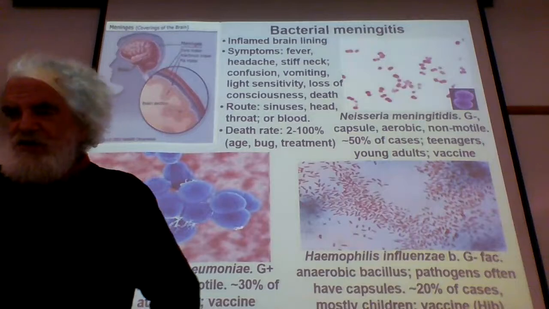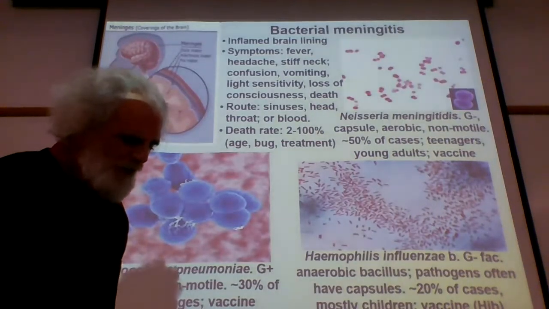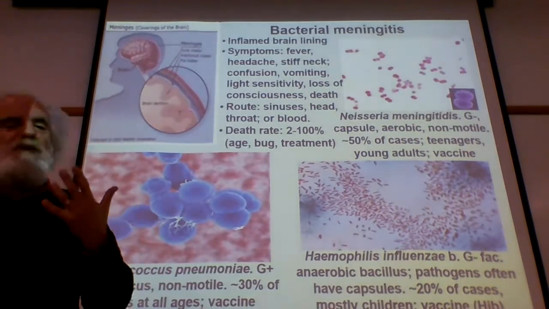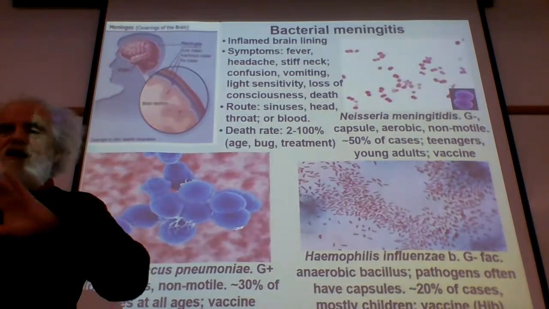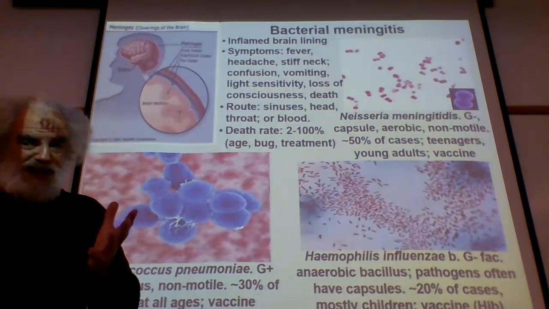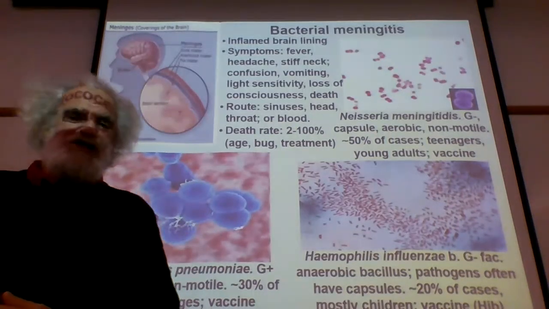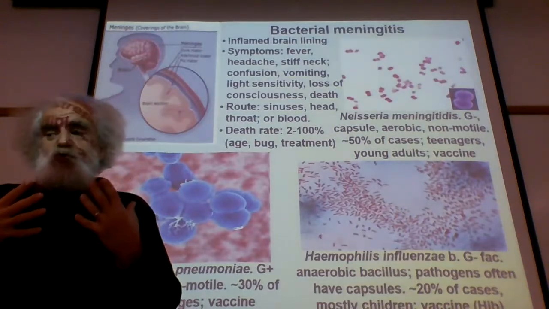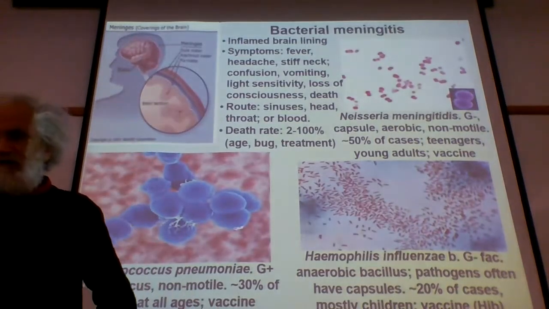Other kinds of bacterial diseases can get in through the respiratory system. We have a range of bacteria that can cause a generic kind of disease called bacterial meningitis. Meningitis is an inflammation of the lining, the meninges, of the brain. And obviously this is going to be a real serious problem. Getting bacterial infections in your noggin, that's not good. So the route is through the sinuses, the head, the throat. You can also get it in through the blood, so through different kinds of wounds.